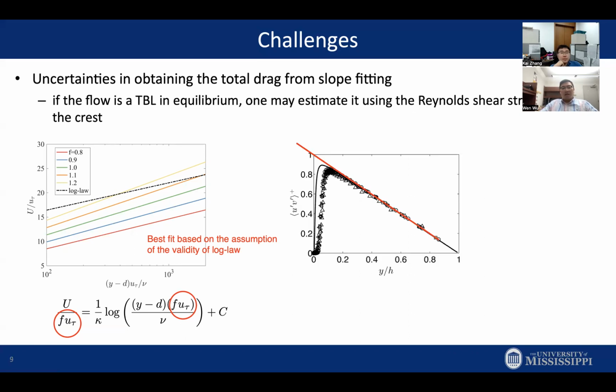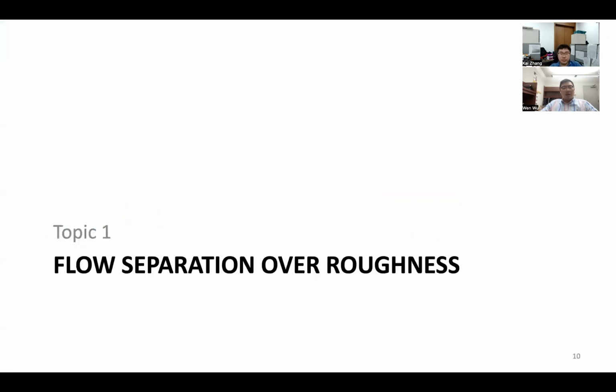Some people may say, if the turbulent boundary layer is in equilibrium, we know that the Reynolds shear stress away from the wall can be used to estimate the wall stress, and that's what people do. But again, the assumption is the boundary layer is in equilibrium, and that's something that we try to challenge. Hopefully I can convince you that this is not the case, and we are facing some big problem in our daily predictions.